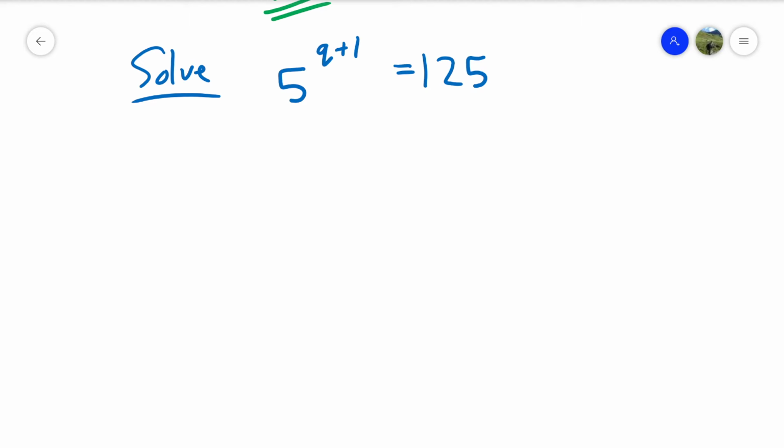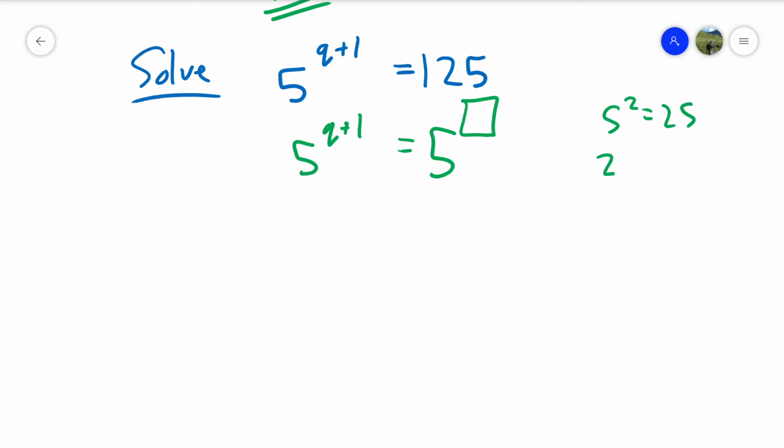Okay, and my solution would be this. 5 to the q plus 1. I'm kind of stuck with 5 to the q plus 1. Not much I can do with it. I wonder if I can make this look like 5 to the something. 5 squared is 25. 5 cubed is 125. Oh, that's it. 5 cubed.